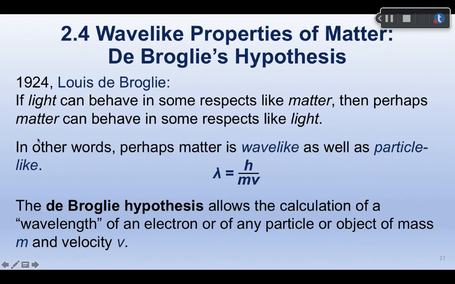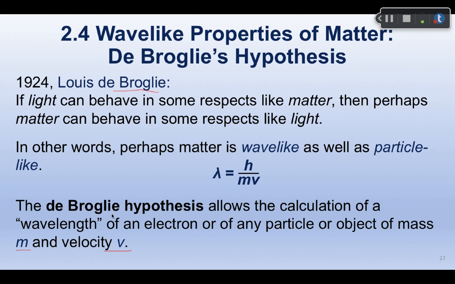All right, a couple more thoughts here. The properties of matter are found to be described as having wave-like properties. A Frenchman, and I'll not say his name well because I don't speak French, Louis de Broglie, figured out that if light can behave in some respects like matter, then perhaps matter can behave in some respects like light. This was in the 1920s. In other words, matter has wave-like and particle-like properties, such that the wavelength, lambda, is related to Planck's constant, and the object's mass and its velocity.